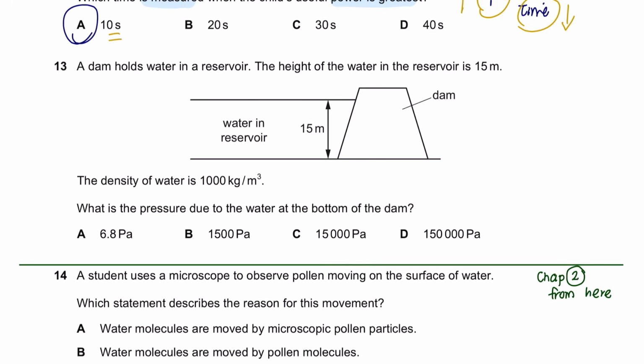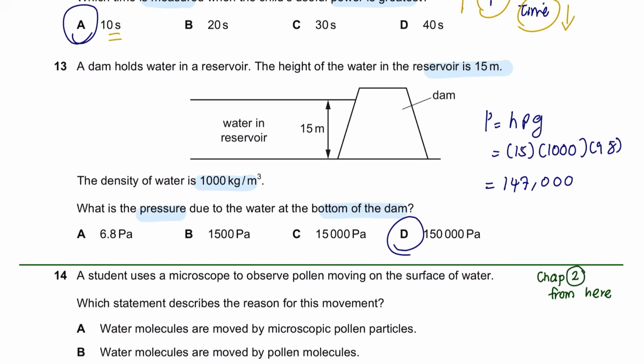Question 13. A dam holds water in a reservoir. The height of the water in the reservoir is 15 meters. The density of water is 1000. What is the pressure due to the water at the bottom of the dam? Okay, to calculate the pressure due to water, we will use the formula h rho g. h here being 15, density is 1000 and the gravity is 9.8. After calculating this, you'll get a value of 147,000, so the answer is D.